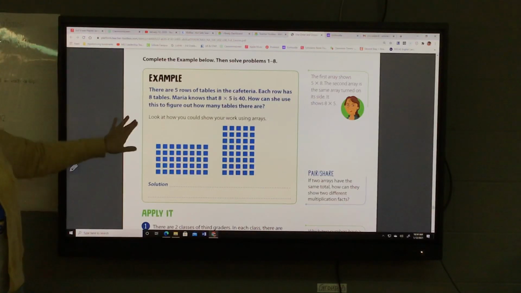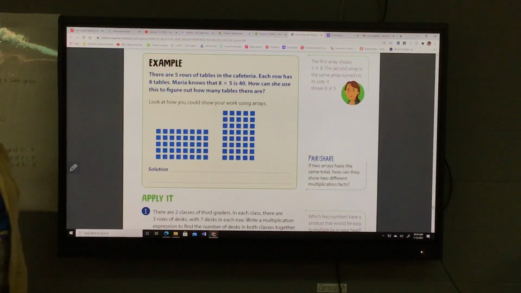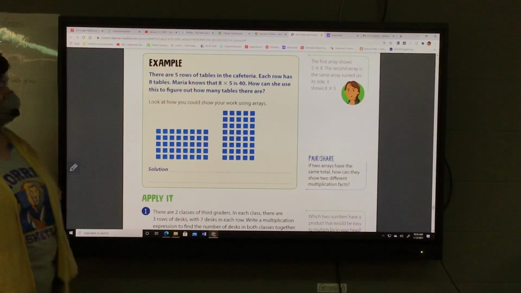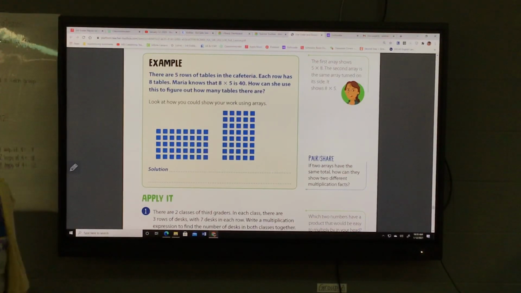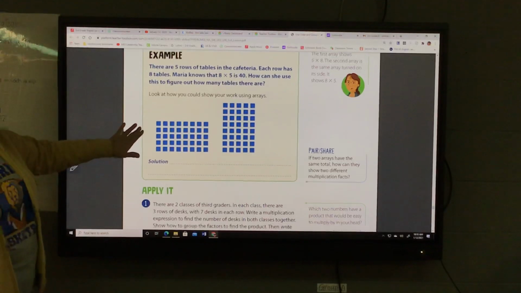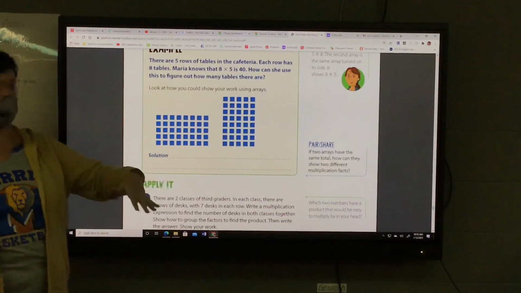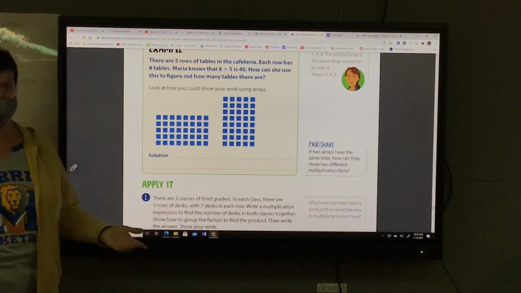Look at the example with me. There are 5 rows of tables in the cafeteria. Each row has 8 tables. Maria knows that 8 times 5 is 40. How can she use this to figure out how many tables there are? So they say, look at how you could show your work using arrays.